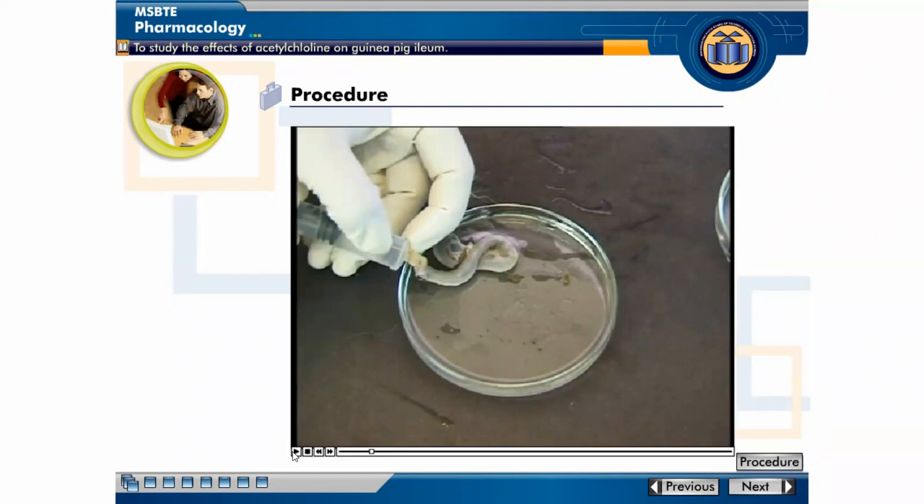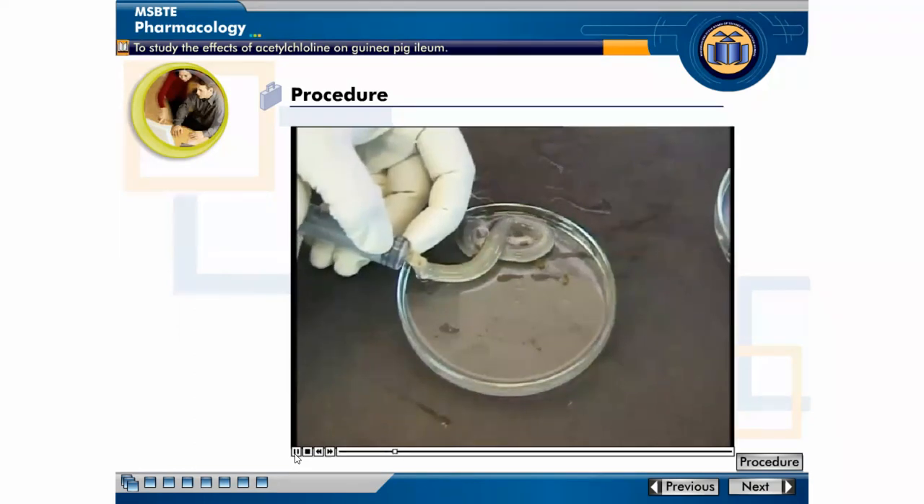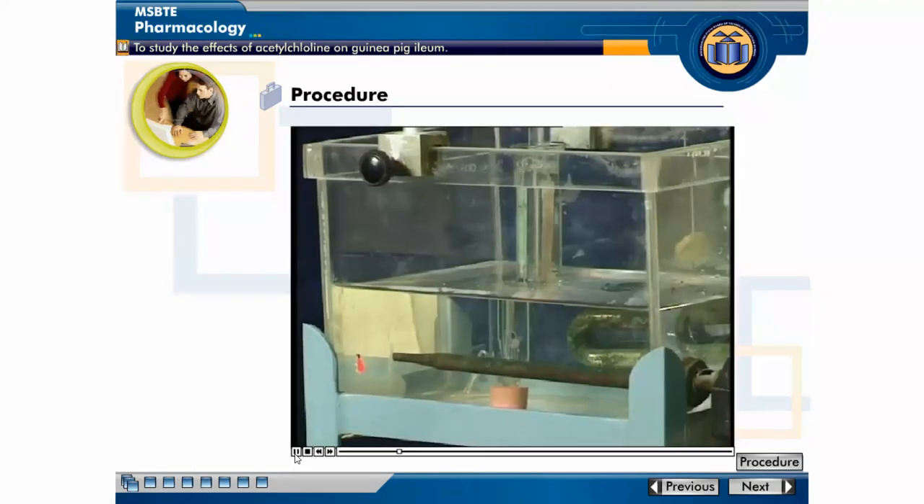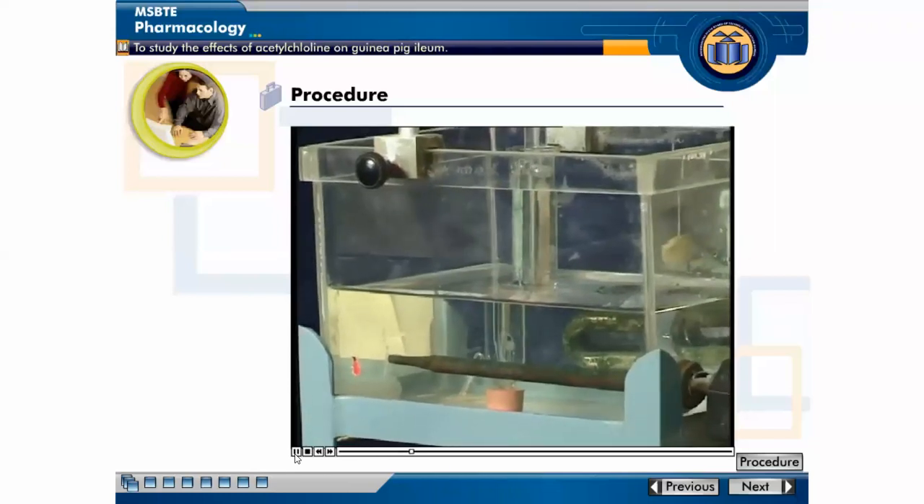Which part is used? Ileum, smooth muscle of guinea pig. Wash with Tyrode solution in a syringe. Avoid damage to the smooth muscle lining of the ileum while washing. Take a piece of 3 to 4 centimeter long ileum and mount it in the organ bath containing Tyrode solution.